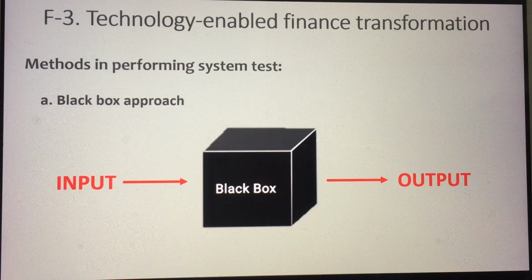So, for example, we have a new system that was developed. And then I asked Sir Drin or Sir Michael to perform a test on the application. But I didn't give them any detailed information on how the application works or how the system works. That's what we call black box.